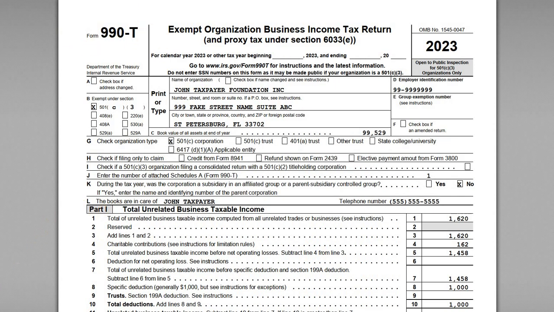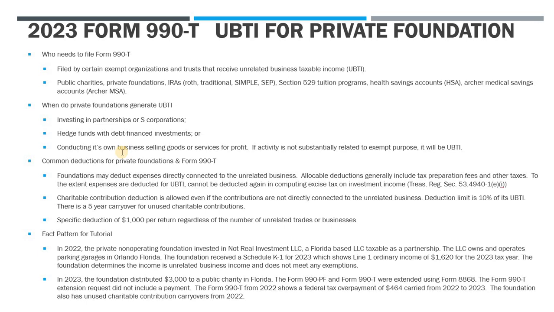And then lastly, we do have one slide here just covering some background on the 990-T, who needs to file this, and what our fact pattern looks like. So who needs to file these 990-Ts? Generally, it's any kind of tax-exempt organization that has UBTI, right? So unrelated business taxable income, or in certain cases, different types of retirement accounts.